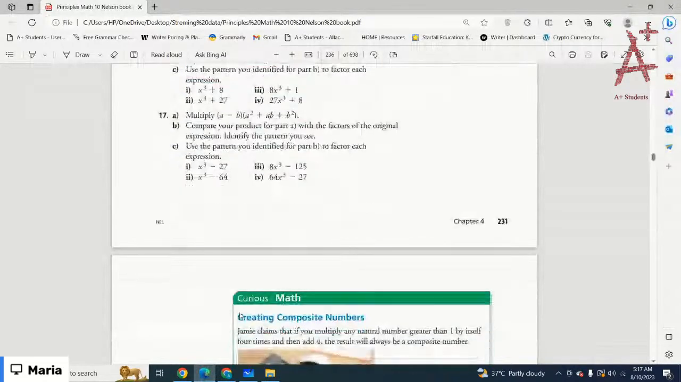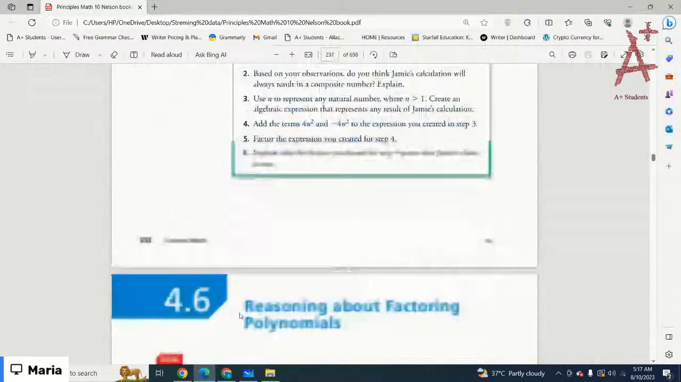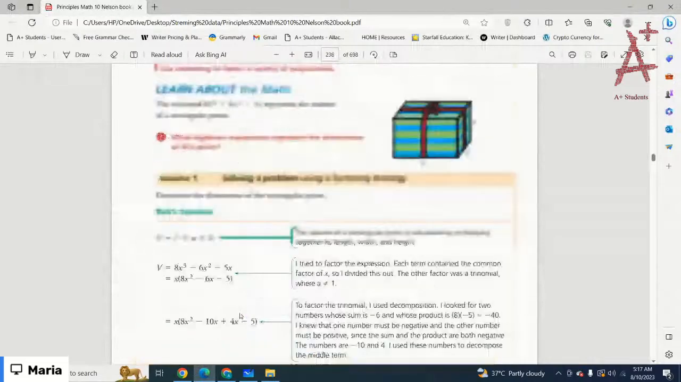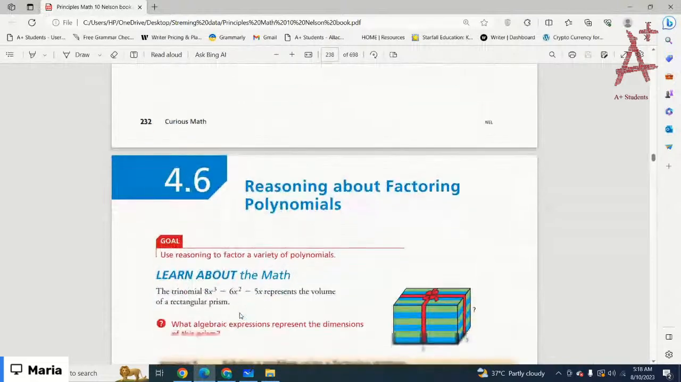Okay, you have to do the same thing with question number 17, right? You can complete the lesson by yourself later today. Let me just move on to the next lesson. We're going to start with lesson 4.6, that is reasoning about factoring polynomials. Hold on, let me just add the lesson name.